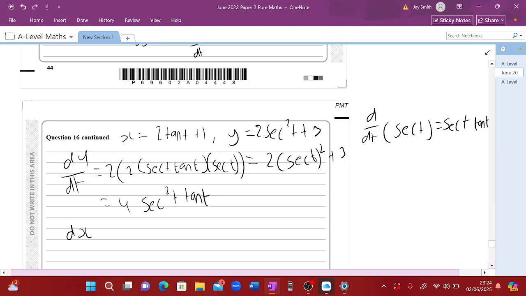Not squared. Sorry, dx by dt. So that's 2 lots of differential tan t plus 1, and the plus 3 goes away because it's a constant. So the differential of tan t is going to be sec squared t. So it's going to be 2 sec squared t. That's something you have to recognise.